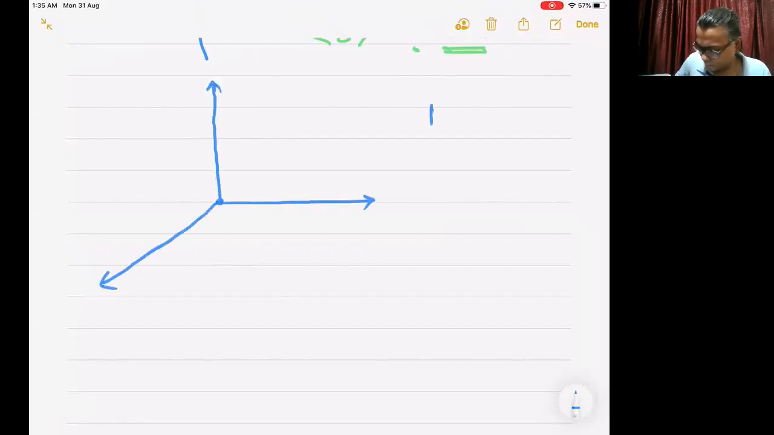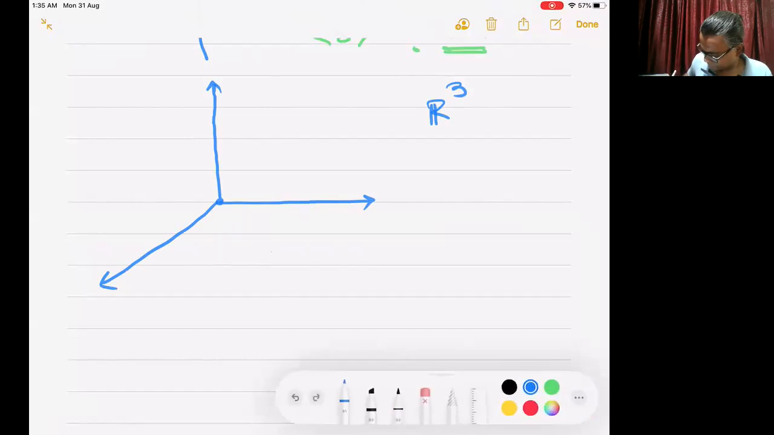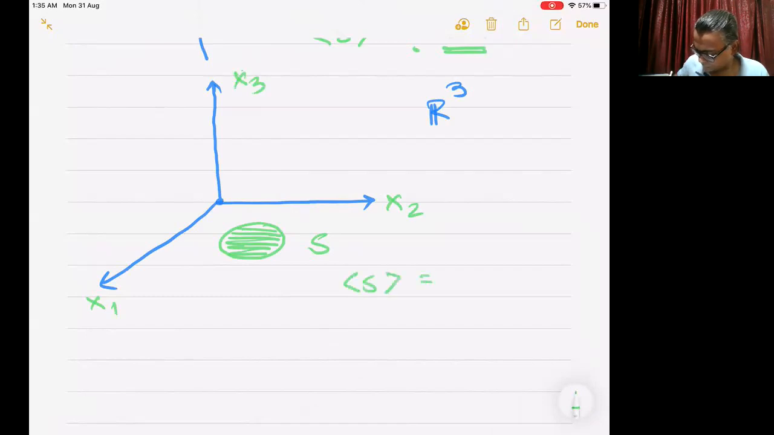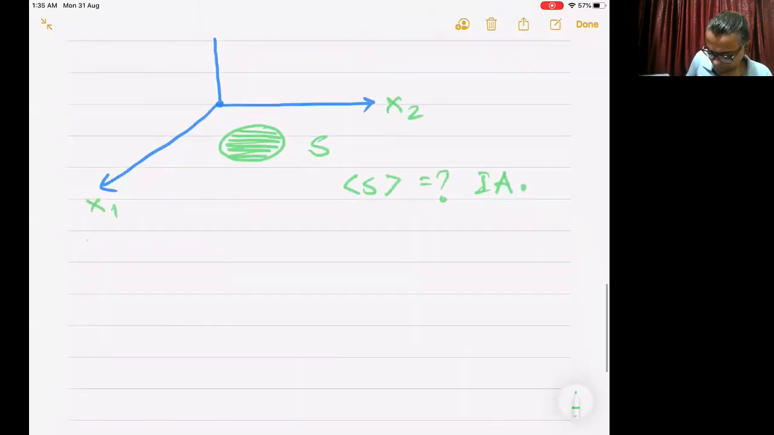Yeah, we are in R3. In R3, suppose I have this set. This is S, which lies in, say, the x1, x2 plane. What is the span? This is your another immediate attention problem.